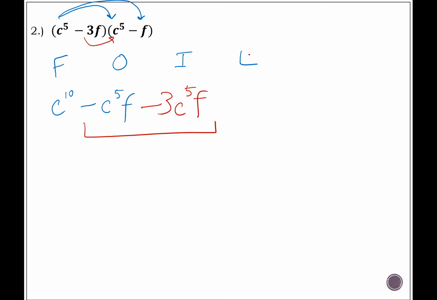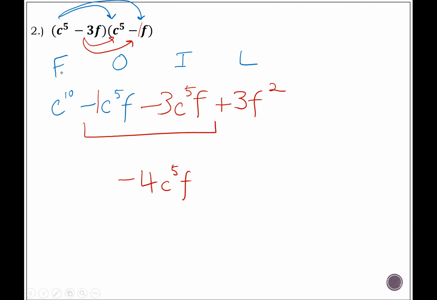All right, let's keep going. We still have our last terms. -3F times -1F. Negative times negative is positive. 3 times 1 is 3. And then F times F is F squared. All right, good. And now our final answer, we'll just combine these middle terms. The middle terms, let's see, that's -1, -3, that's -4, C to the 5th F. Okay, so I'm combining those coefficients. -1 minus 3 is -4, keeping the variables the same.